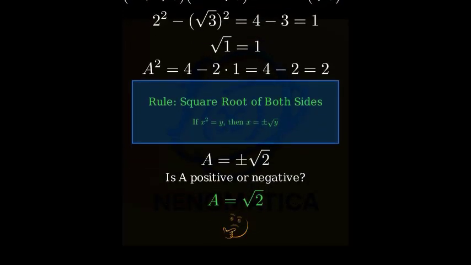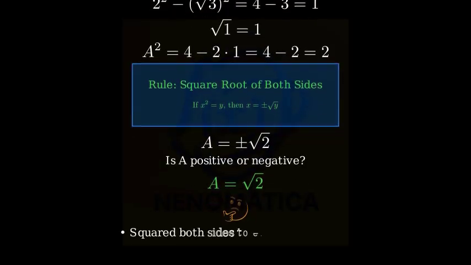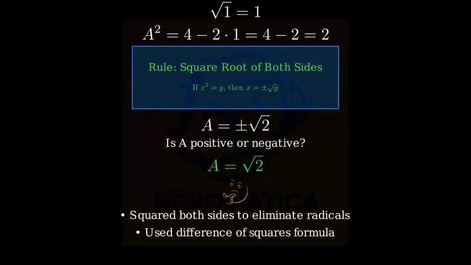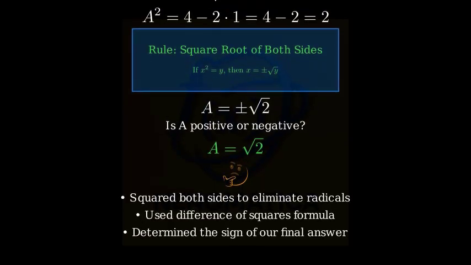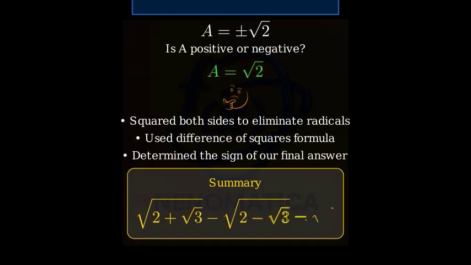Let's think about what we've learned. We used several key techniques to solve this problem. First, we squared both sides to eliminate the radicals. Then, we used the difference of squares formula to simplify the expression. Finally, we took the square root and determined the sign of our answer. In summary, we found that the expression square root of 2 plus square root of 3 minus square root of 2 minus square root of 3 equals the square root of 2. These types of problems involving square roots can often be solved by squaring both sides and using algebraic techniques to simplify the resulting expressions.